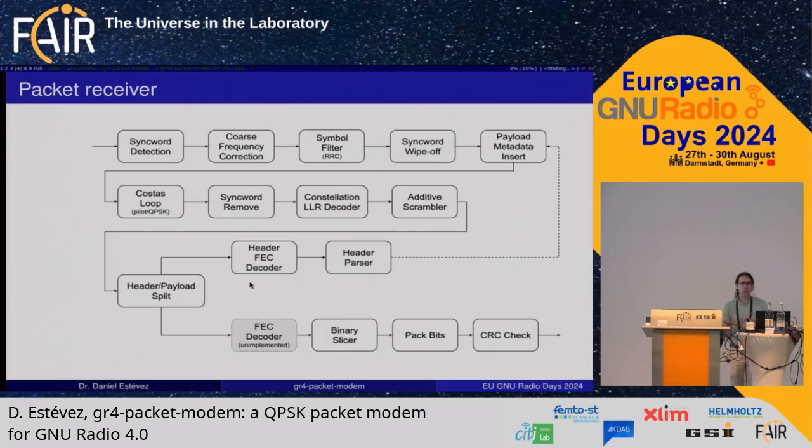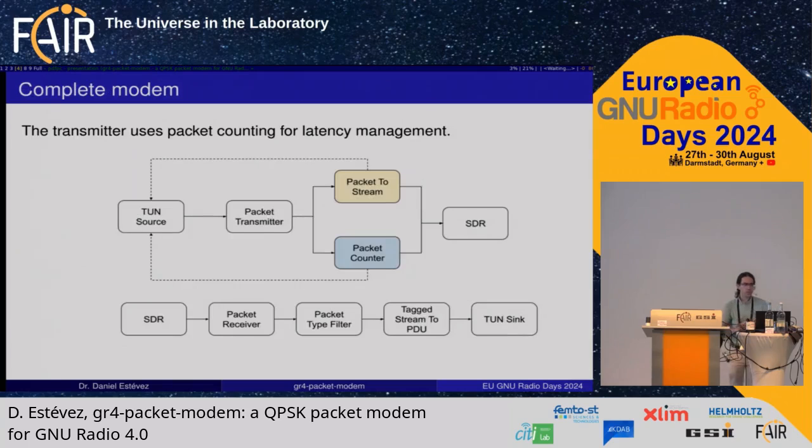You FEC decode, so there is the LDPC decoder for the header. And on the payload, if you are doing any FEC, you would put the FEC decoder here. And finally, you do a binary slicer to obtain bits. You pack 8 bits per byte, CRC check, and if the CRC is okay, you say, here's my packet. So this is how it works.